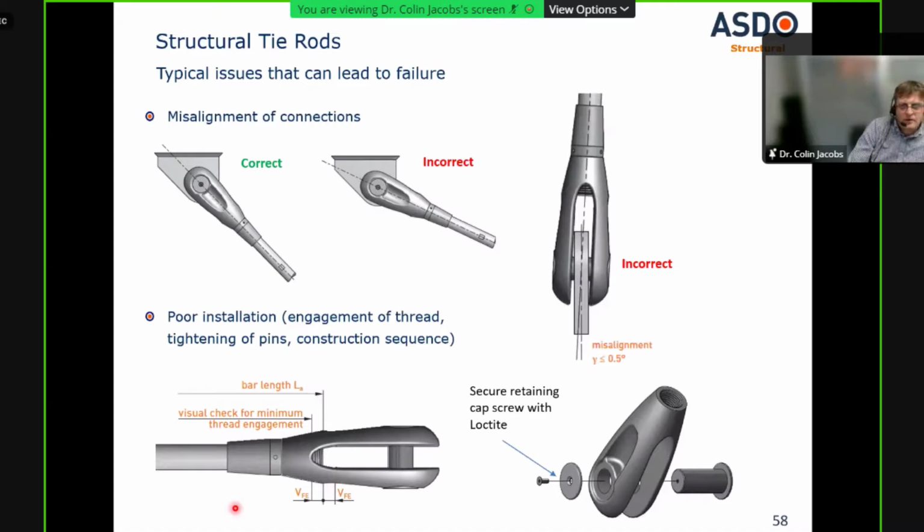So we're looking at misalignment. It's important, typically with your welded connections, that your line of force actually goes through the weld detail. You don't want to be putting additional bending on the weld by having incorrect lines of force here. Engagement of thread: you should always check that, and the rule of thumb is that at least one diameter engaged will generally give you a full strength connection.